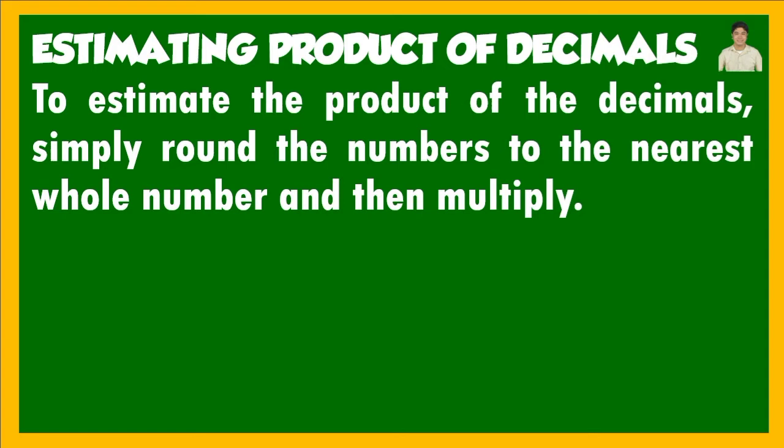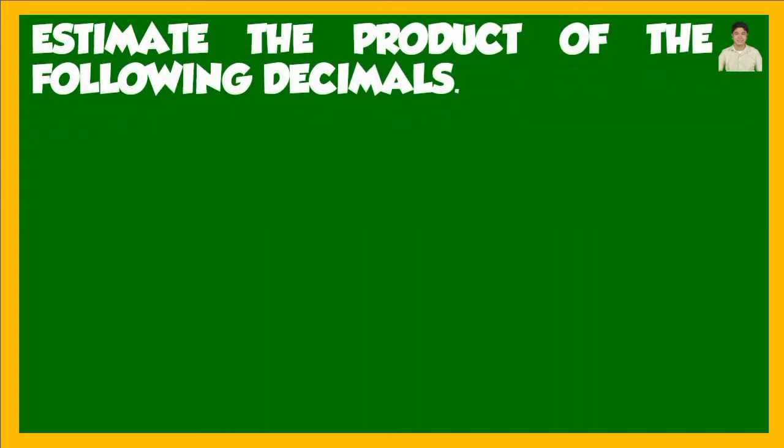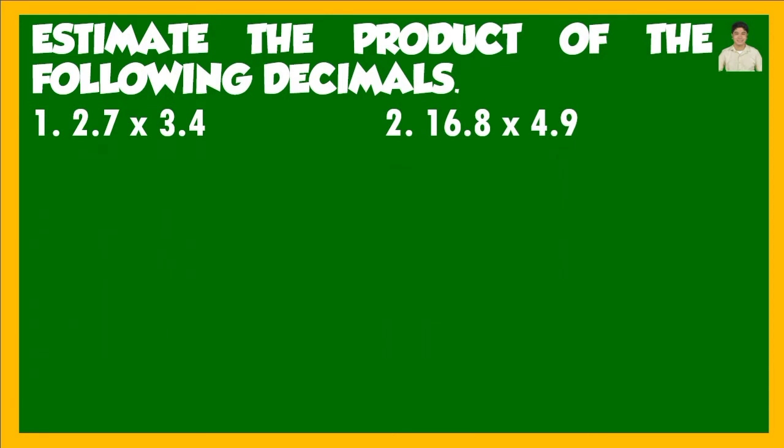So, to the nearest whole number. Dito, given natin is mga decimals. And then, kapag in-estimate natin yung product, kailangan po i-round off natin yung mga factors natin to the nearest whole number bago natin sila i-multiply. So, let's have the examples. 2.7 times 3.4, or 2 and 7/10 multiplied by 3 and 4/10. So, yung factors natin, ayan.